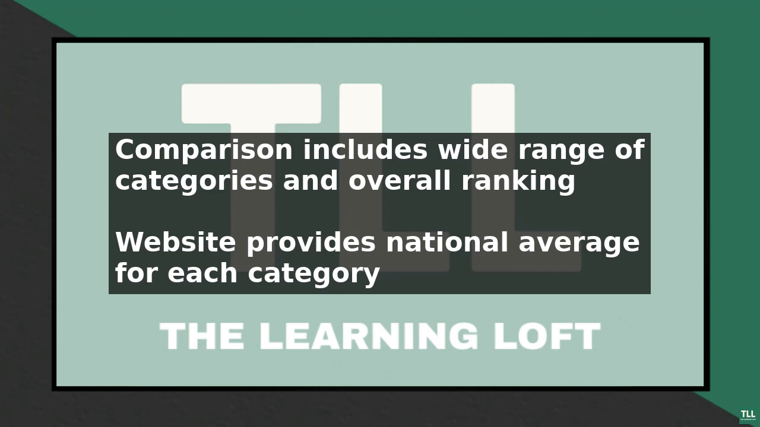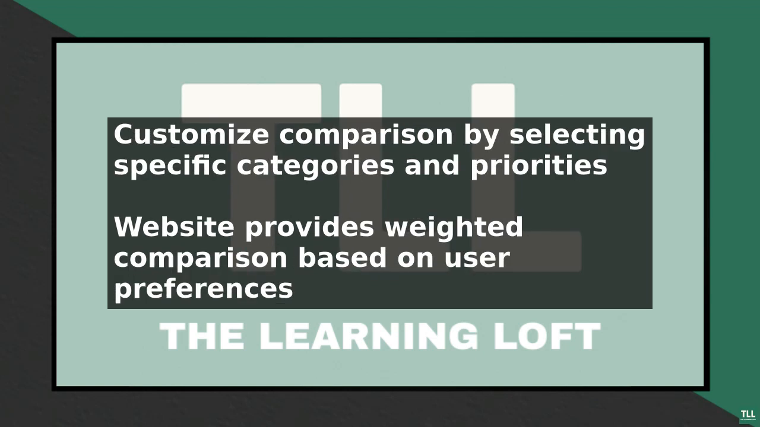In addition to the state comparison tool, Best Places also provides a wealth of information on each state, including demographics, climate, and economy. You can access this information by clicking on the individual state tabs at the top of the page.